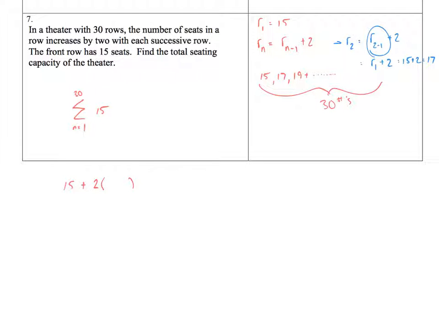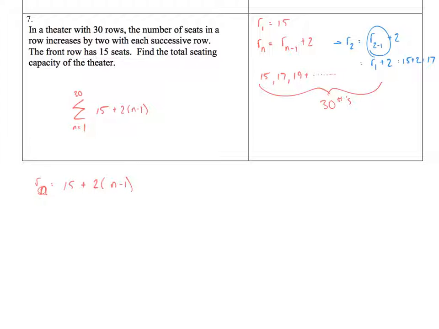Where you want to be careful here is you want to make sure that you don't put just n in here. If you put n there, then that means for the first row, if I plug in a 1, I'll have 15 plus 2 times 1, which is 17. And that's not true because we know that in row 1, there are not 17 seats, there are 15 seats. So we have to make sure that we account for that mistake. We have to say that in any given row, n, we can find that by doing 15 plus 2 times n minus 1.